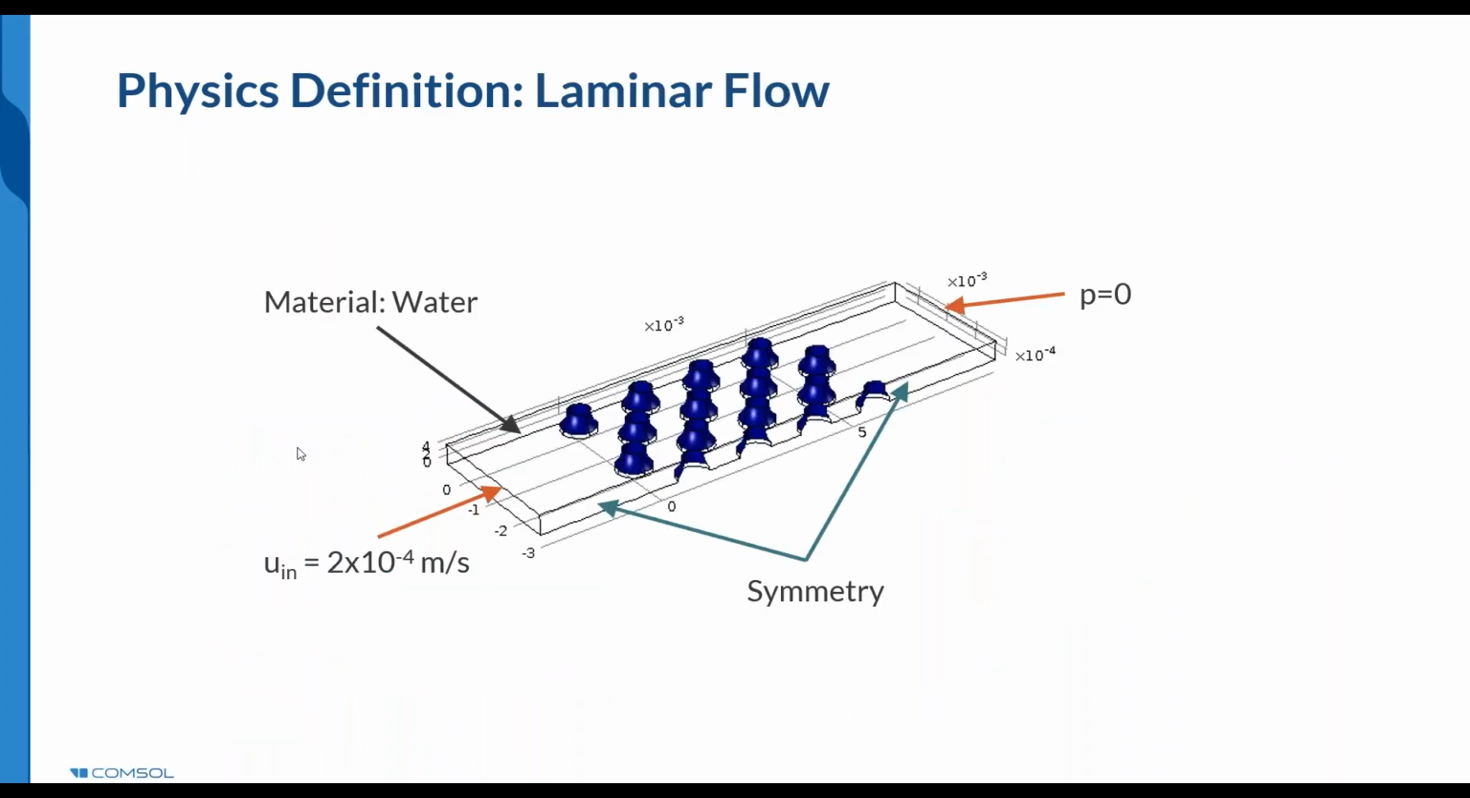With the laminar flow interface, we're going to describe the fluid flow within the channel, solving the Navier-Stokes equations. The fluid properties we're going to assume are just going to be taken from water, and we're going to have an inlet flow rate of 0.2 millimeters per second on the left-hand side, and then we're going to have our flow at the outlet with 0 gauge pressure, and then these symmetry planes are going to be used to just reduce the geometry down.